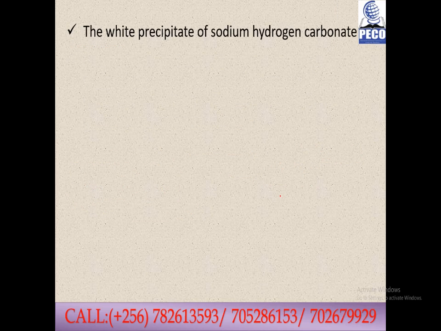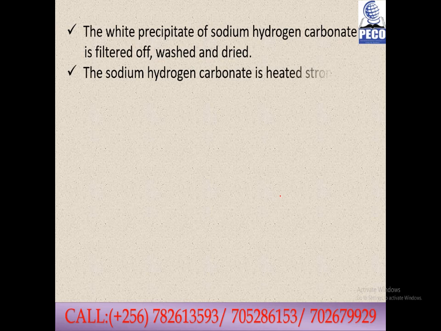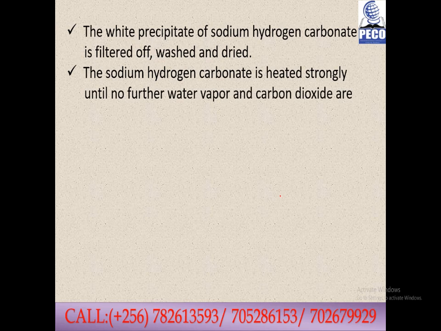2. The white precipitate of sodium hydrogen carbonate is filtered off, washed, and dried. 3. The sodium hydrogen carbonate is then heated strongly. So we are now in the final stages of the formation of our main product, which is sodium carbonate. Get the already formed sodium hydrogen carbonate, heat it strongly, applying much heat until no further water vapor and carbon dioxide are given off.